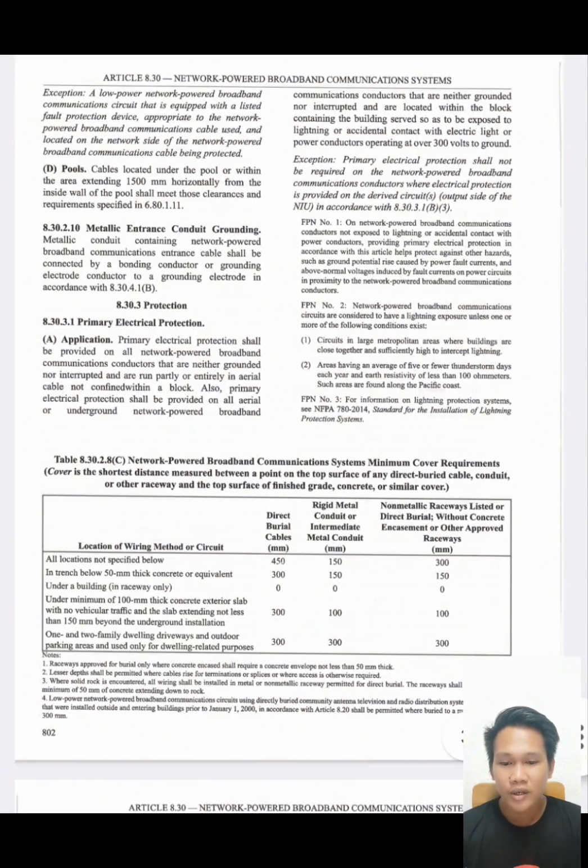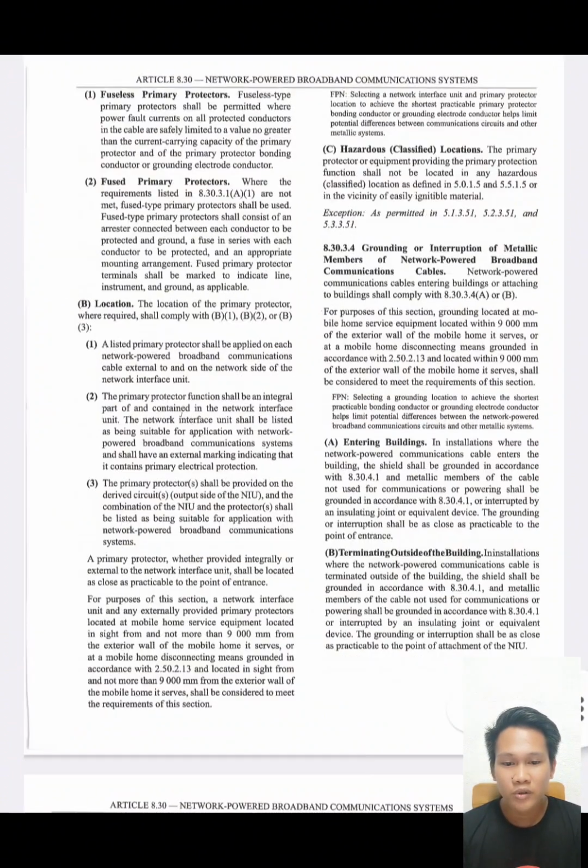So, one, fuseless primary protectors. Fuseless type primary protection shall be permitted where power fault currents on all protected conductors in the cable are safely limited to a value no greater than the current carrying capacity of the primary protector and of the primary protector bonding conductor or grounding electrode conductor.